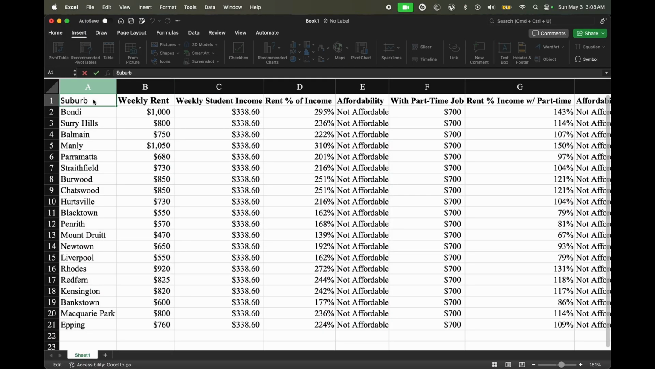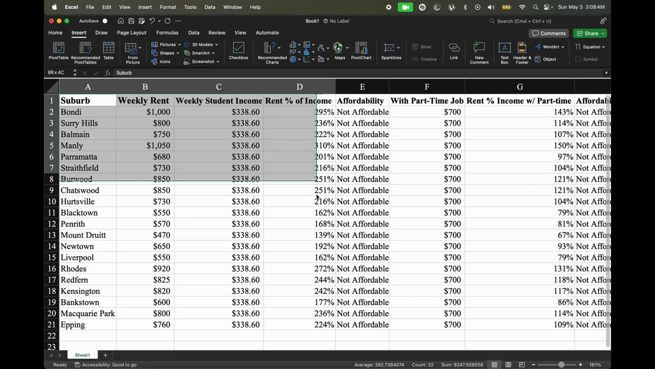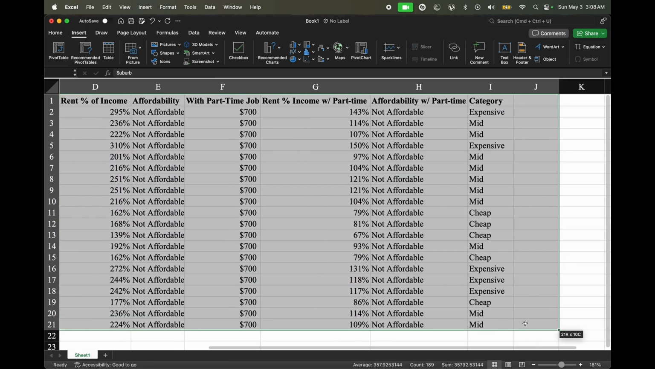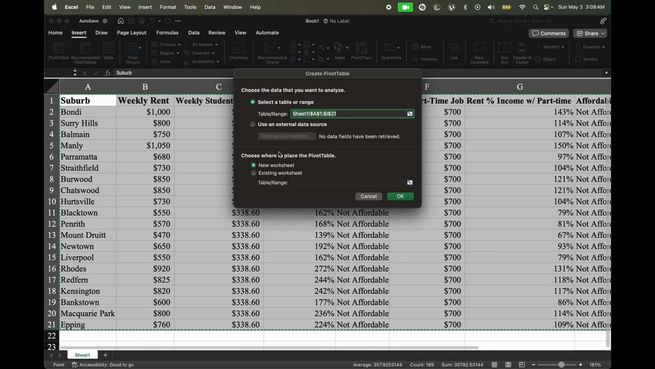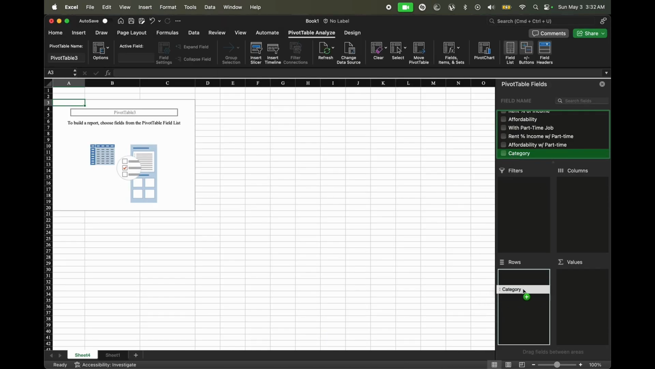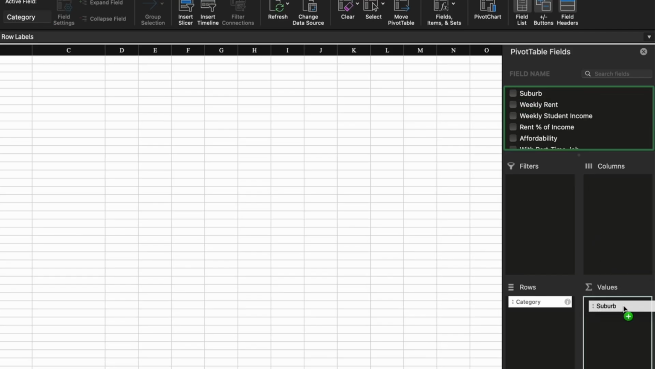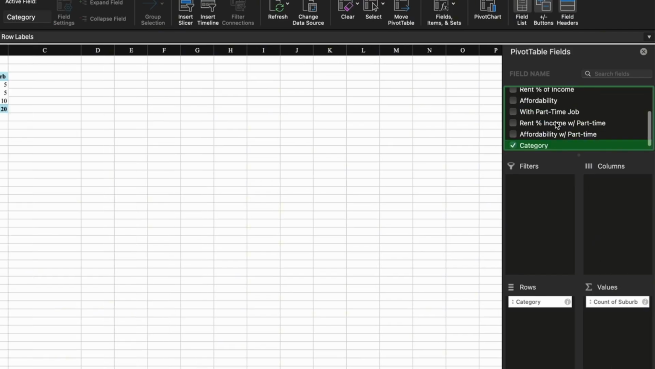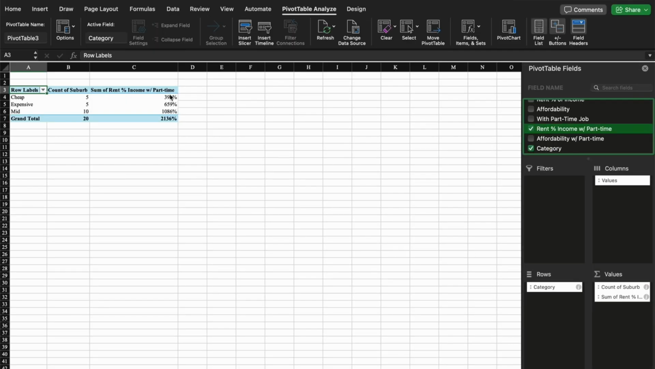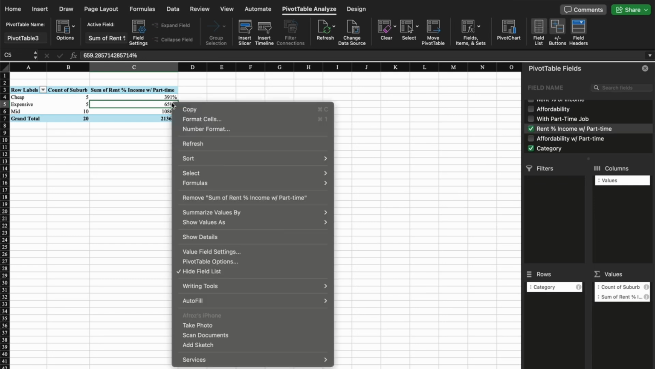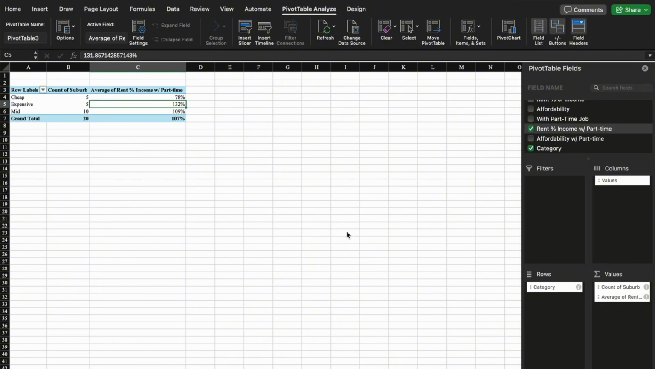To summarize by category, I created a pivot table. I highlighted all the data, went to Insert, and selected PivotTable. In the pivot table setup, I placed category in the rows field and rent percentage with part-time income in the values field. Then I right-clicked the values, selected Summarize Values By, and chose Average, because I want the typical rent burden for each category, not the total.